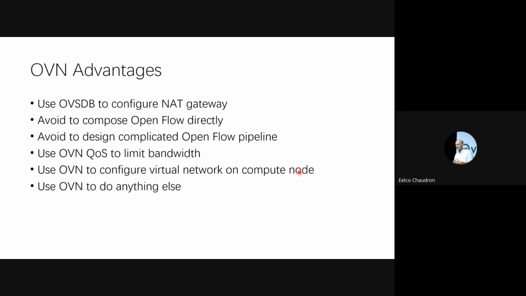OVN can configure SNAT, DNAT, and QoS. SNAT is used to access the internet. DNAT is used to provide web service for public internet users. QoS is used to limit bandwidth. OVN also can configure virtual network for compute nodes and create the BRINT bridge and VXLAN port on demand. This is really good layer 3 abstraction.